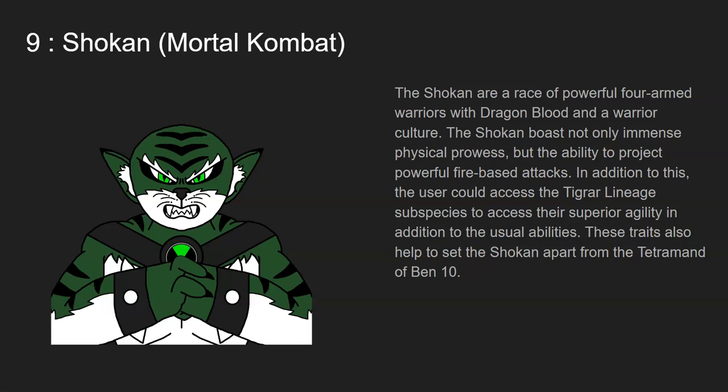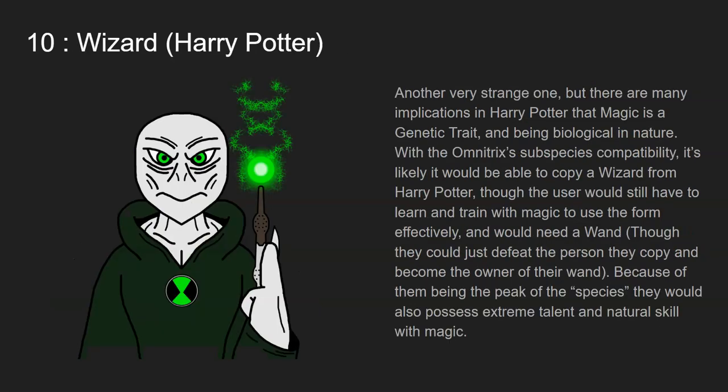These traits also help to set the Shokan apart from the Tetramand of Ben 10, the four-arm species, because last I checked they don't have fire abilities. And remember how I said I really push one of the rules with one of the transformations? Yeah, this is the one.